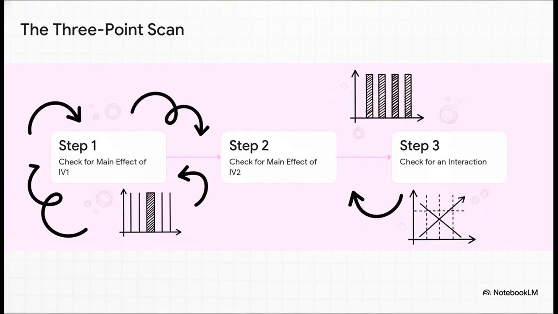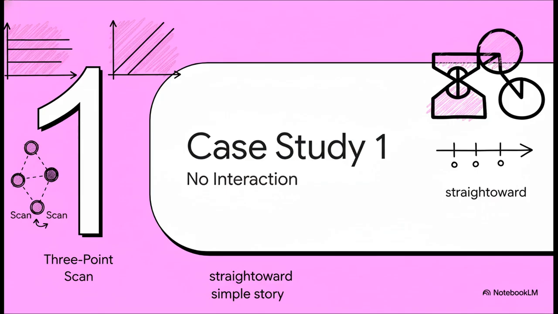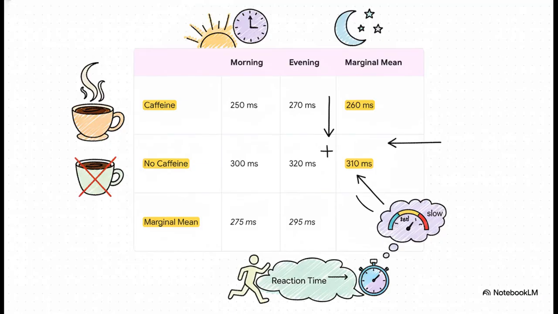So what is the scan? It's just 3 steps. That's it. First, we're going to check for a main effect of the first independent variable. Second, you guessed it, we'll check for a main effect of the second independent variable. And third, and this is the one that really trips people up, we're going to check for an interaction. That's the whole thing. 3 simple steps to a perfect answer. All right, enough talk. Let's actually put this thing into practice. We're going to start with a really straightforward example, just to see how the 3-point scan works when the story is nice and simple.